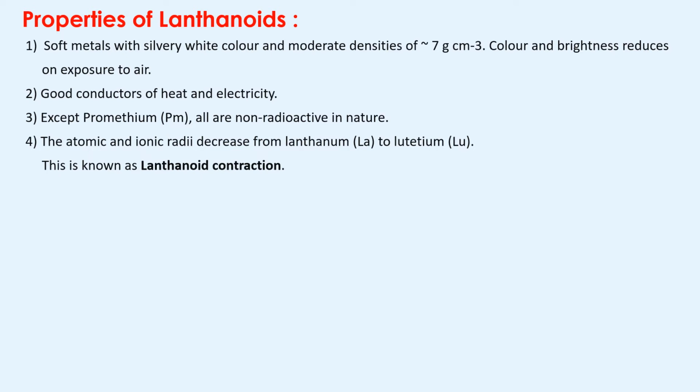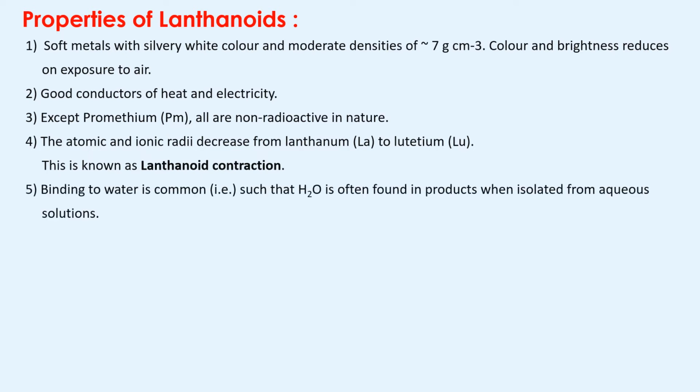Now the atomic and ionic radii of these, from lanthanum to lutetium, decrease. This is the lanthanide contraction. In the lanthanides, the first element is lanthanum and the last element is lutetium. So the atomic and ionic radii decrease as the atomic number increases. This is known as lanthanide contraction. Now next, binding to water is often found in the product when isolated from aqueous solutions.